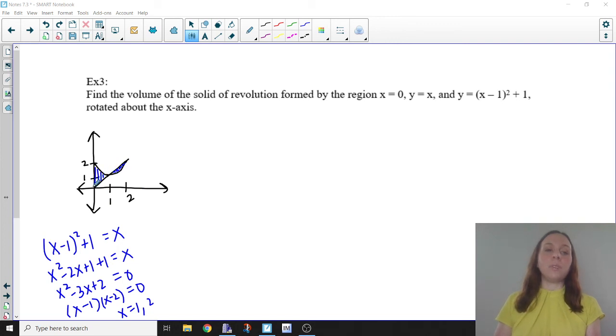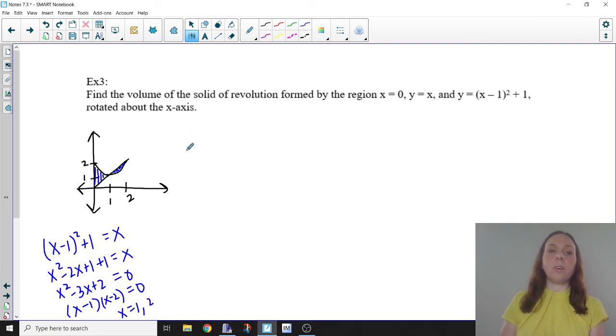Okay, once for the interval from 0 to 1, where the parabola is the upper function and the line is the lower function, and then again from 1 to 2, where they change over to the line being the upper function and the parabola being the lower function.